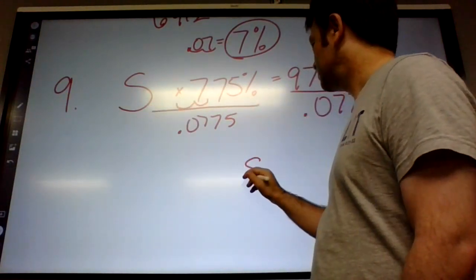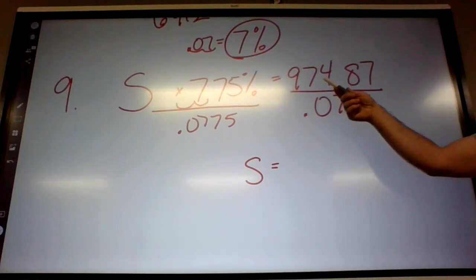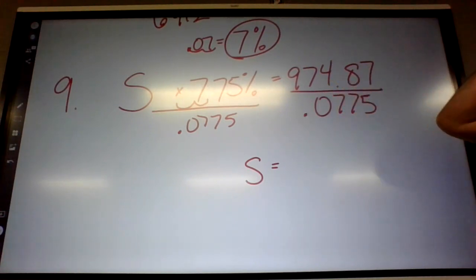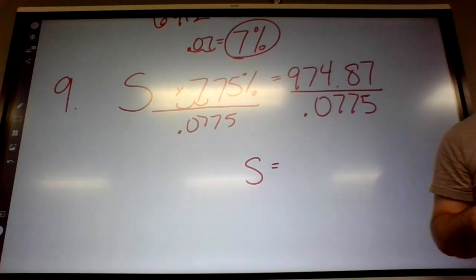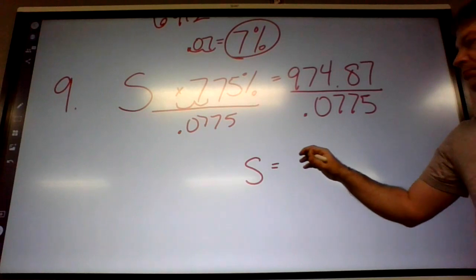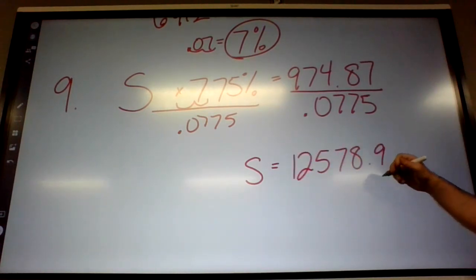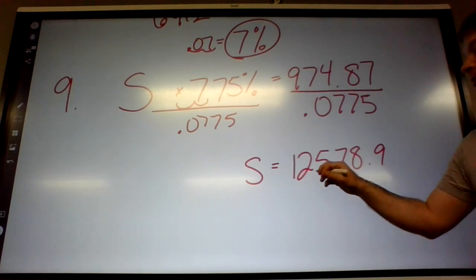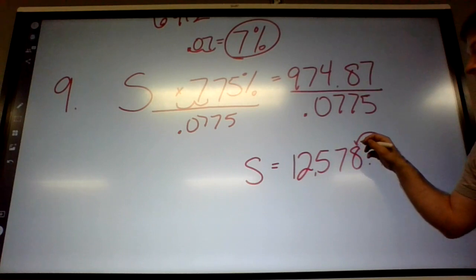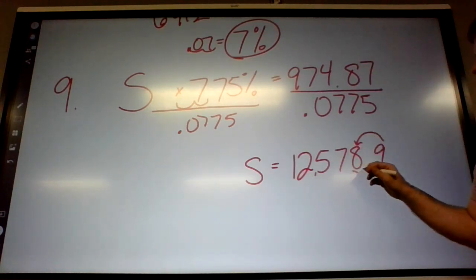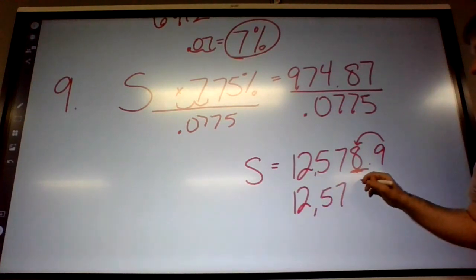It's a big number. Yeah, well, they're making $1,000 on just the commission alone, so it should be quite a bit more than that. What does it come out to? 12,578.967. We're rounding to the nearest dollar though, so what should we round that to? Here's the $1 place. 12,579.